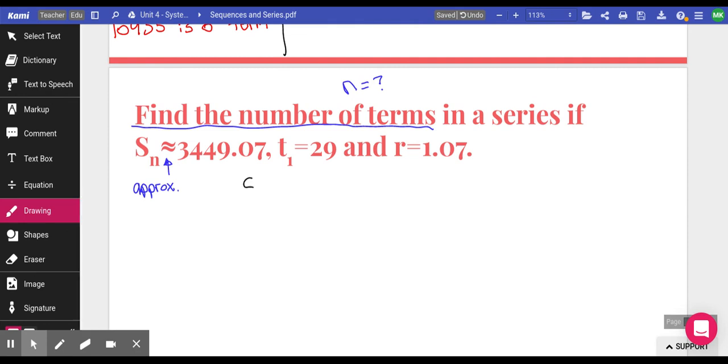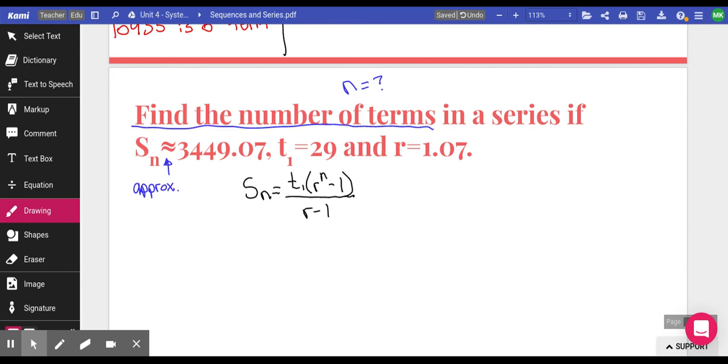That formula is S of n equals T of 1, R to the power of n minus 1, all divided by R minus 1. If you haven't tried this question, now that I've told you which formula to use, try the question. Pause the video right now and give this question a shot. Perfect. Hopefully you did that. We come back to this.